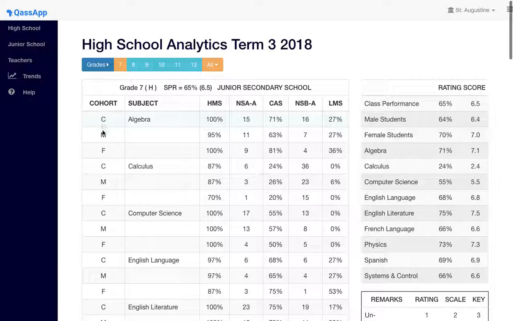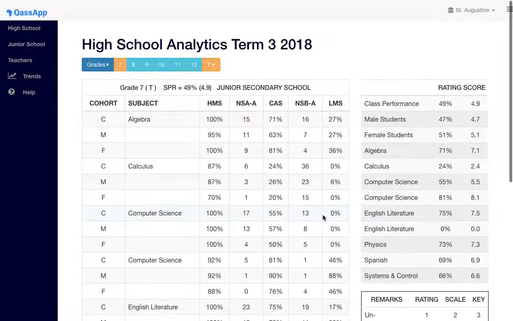This is the class cohort, the male cohort, the female cohort, and we're looking at a different subject here. This is calculus, okay? And it just goes on from there. So it's pretty much the same format. If you just wanted the information for T, click there. One thing to note is that you also get the ratings and the average score for each class here on the table on the right.